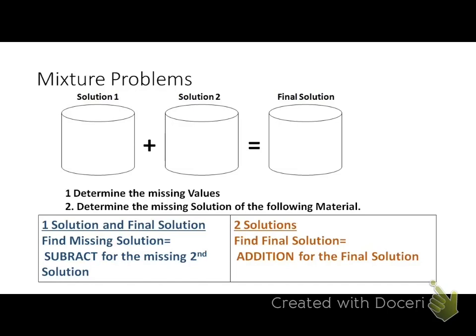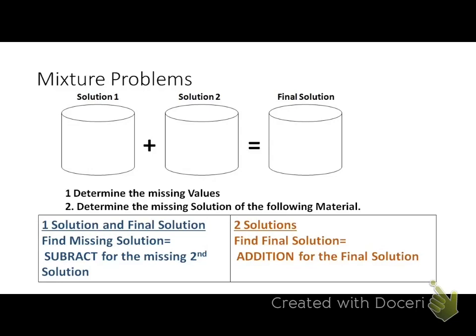In our blue type of situation, we're going to be given a first solution. We're going to be given our final solution. So we're going to have to subtract to find the missing second solution. And I'll show you what I mean by that. Okay. Find the missing solution means that we have to subtract the second solution from our final. If we're given 2 parts of our solution to find the final, we want to be using addition.